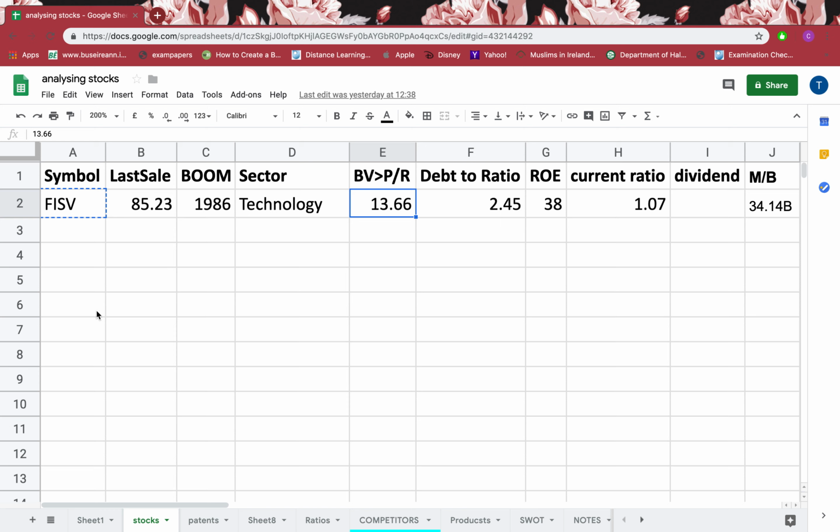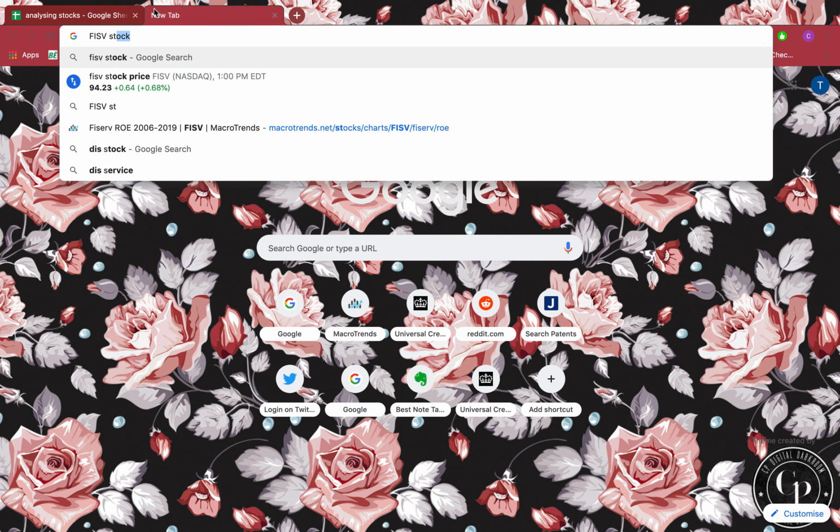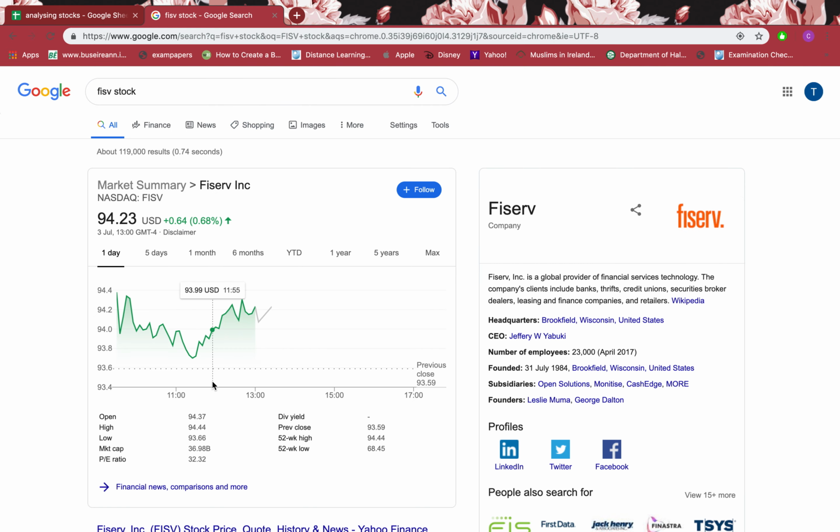Okay, in this tutorial, I'll be going through with you the symbol FISV, and I'll just copy that and paste it in Google and type it stock. And you can see on the left hand side there's information from Google, and on the right hand side information from Wikipedia. And if I want to buy the stock right now, I'll just look at the Google and it says 94.23 and it's in US dollars, which is a currency, for one stock.